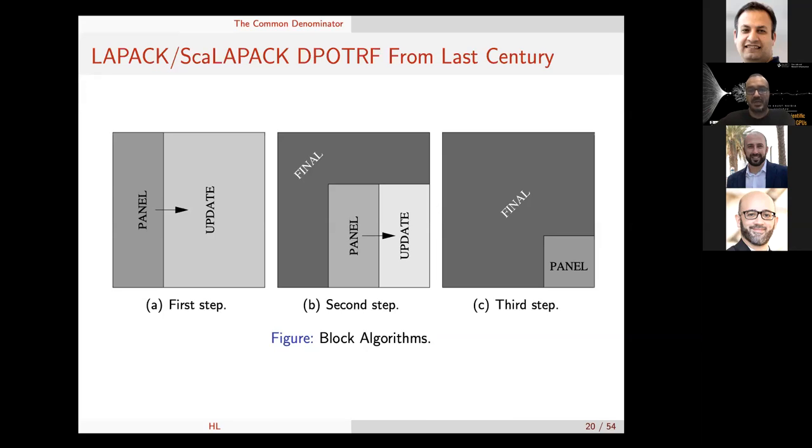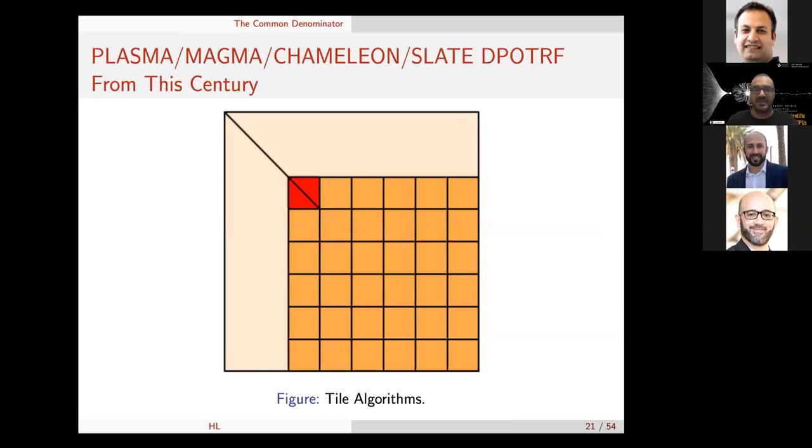Such an approach, we demonstrated already, does not scale on many core architecture with lots of parallelism being exposed. We've seen then, from this century, a new implementation in those libraries, Plasma, MAGMA, CHAMELEON, SLATE, of this Cholesky factorization on many core architecture. And this works rather great.